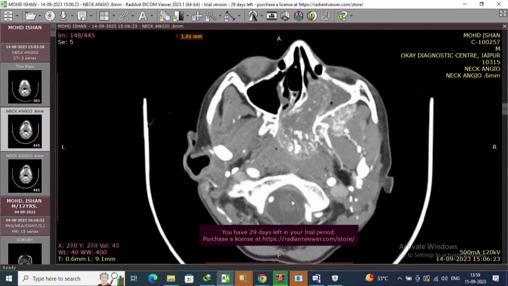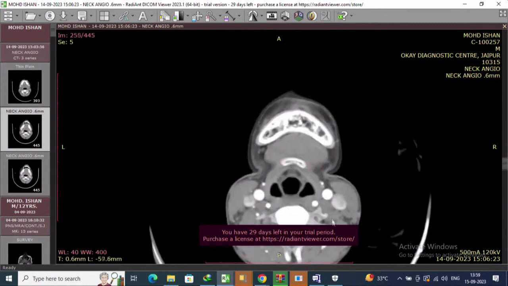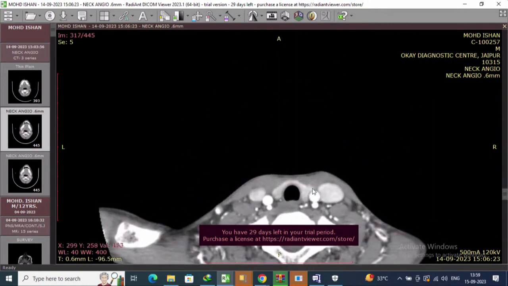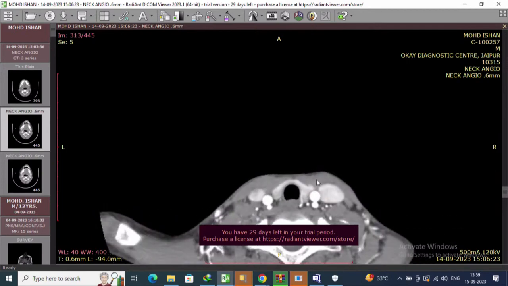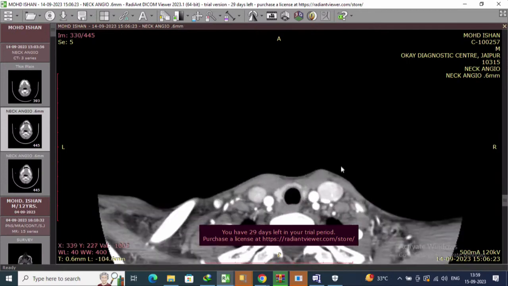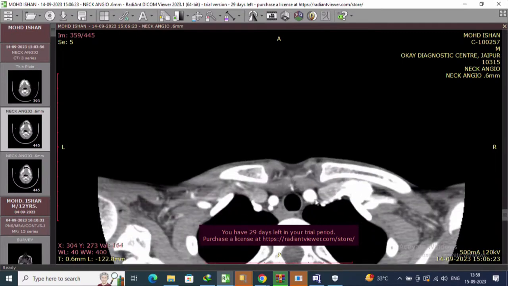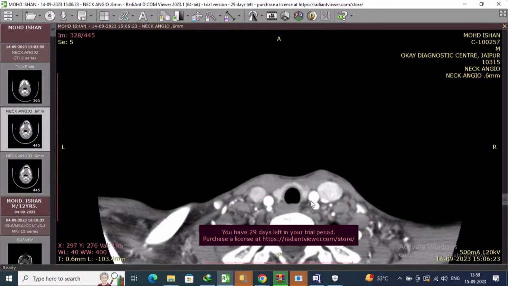Let me show you now. See this, I am in the neck. See, this is the common carotid. Can you see the common carotid? Yes, sir. Clearly. This is the jugular, this is the carotid.